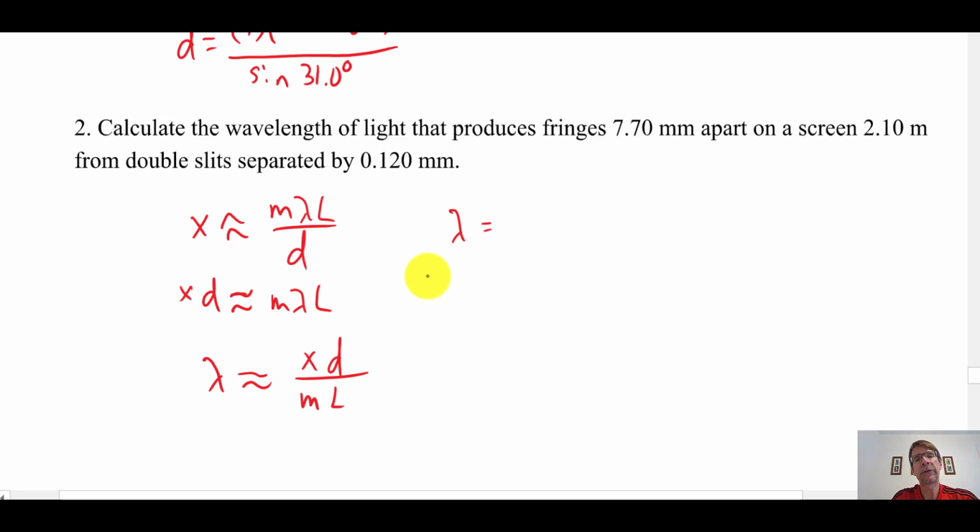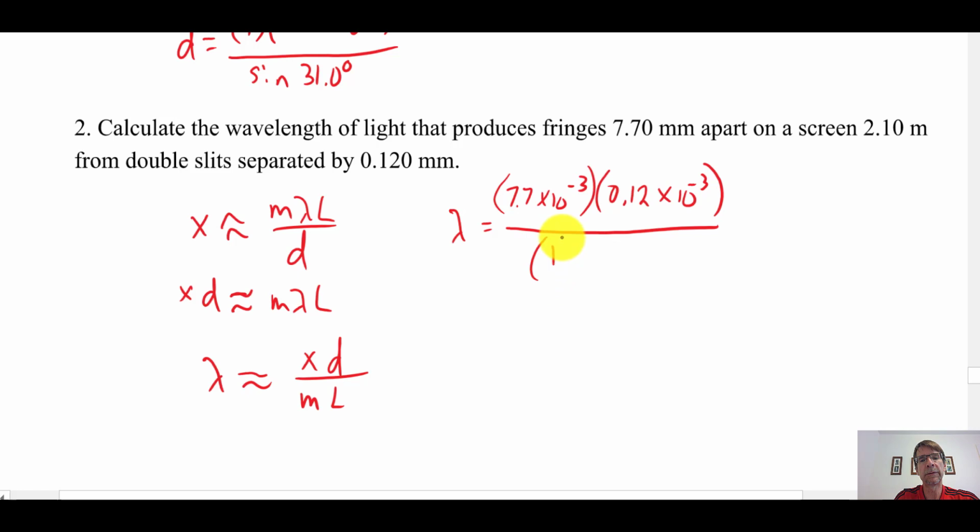Each of these fringes from one to the next is 7.70 millimeters. Be careful here. That's 7.7 times 10 to the negative third meters. You want everything in meters. So that's x times d. d is how far apart the slits are, 0.12 millimeters, so that's 0.12 times 10 to the negative third. Not 1.2, 0.12. Divided by m, that's just 1, since we're just going from one to the next. Times L, how far the screen is from us, which is 2.10 meters.